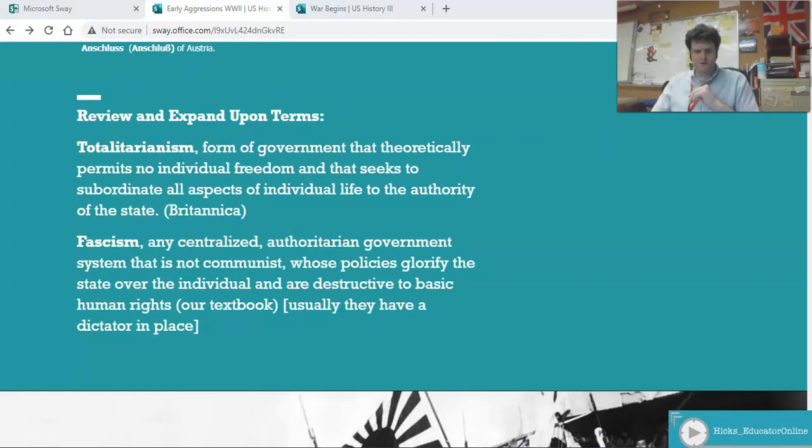There are two terms I want to make particular note of, and that is totalitarianism and fascism. These are very important terms that will come up again and again. Totalitarianism in this unit and the next unit, and fascism is going to be the big one in this unit, especially when we're talking about the histories of places outside of America and how they impact U.S. history.